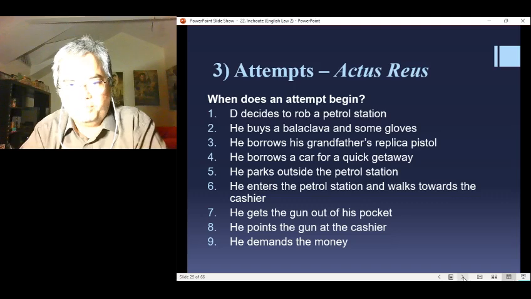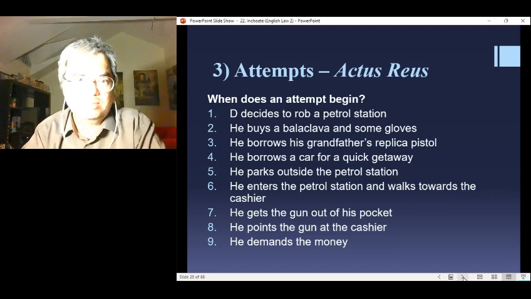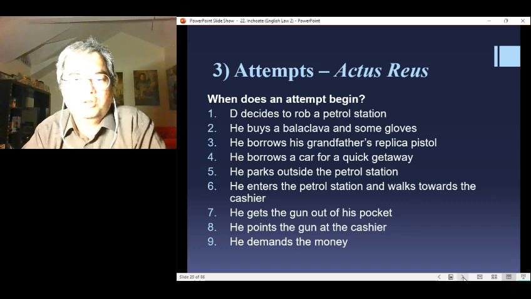D decides to rob a petrol station, buys a balaclava and some gloves, borrows his grandfather's pistol, borrows a car, parks outside the petrol station, enters the petrol station, walks towards the cashier, gets the gun out of his pocket, points the gun at the cashier, and demands the money. When can he be said to have committed the offense of attempted theft or attempted robbery?